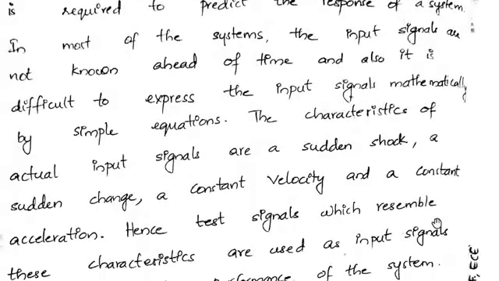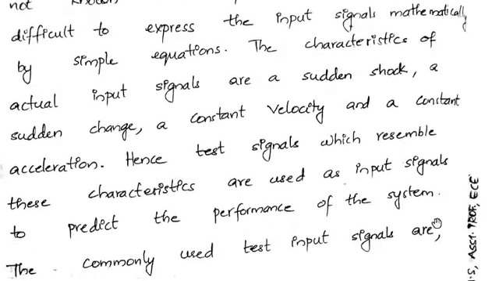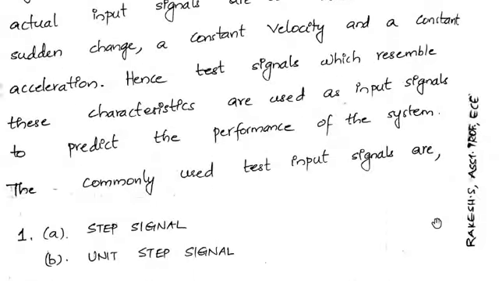Because we do not know the actual characteristics of the real input signal in a practical scenario, in order to predict the response or behavior of a system, we use certain signals which have the characteristics of a real practical signal. Such signals are basically the step signal and unit step signal.